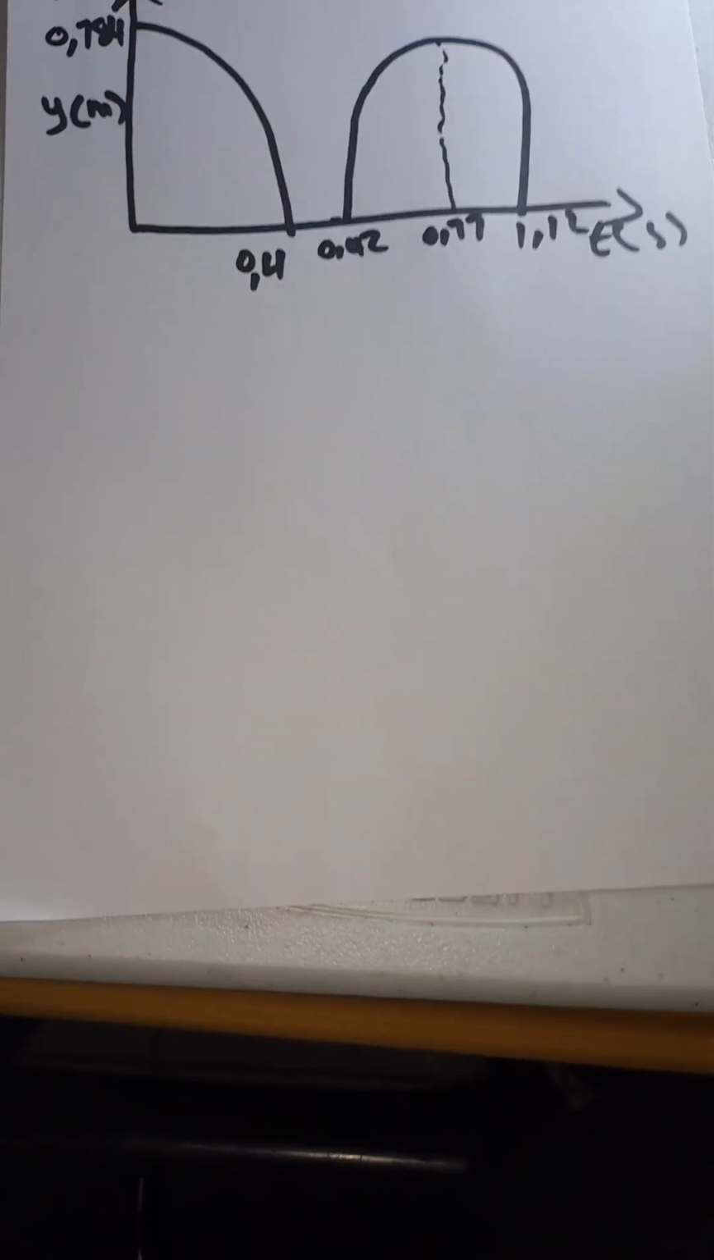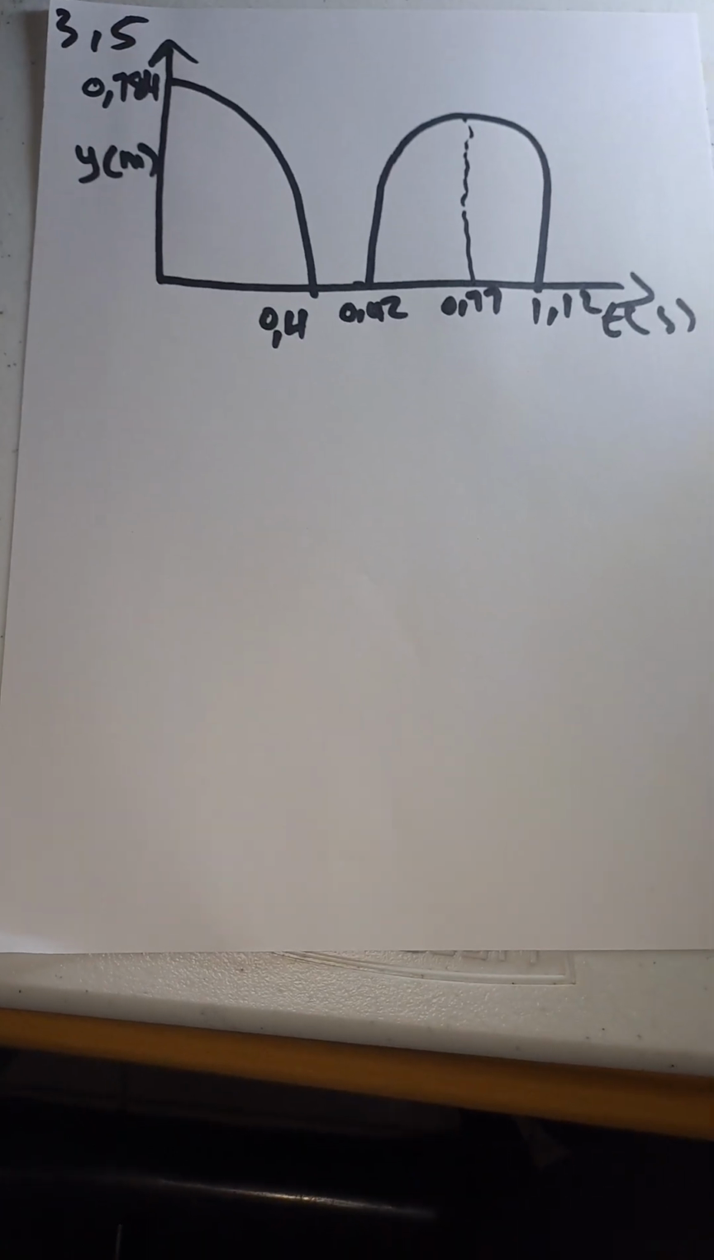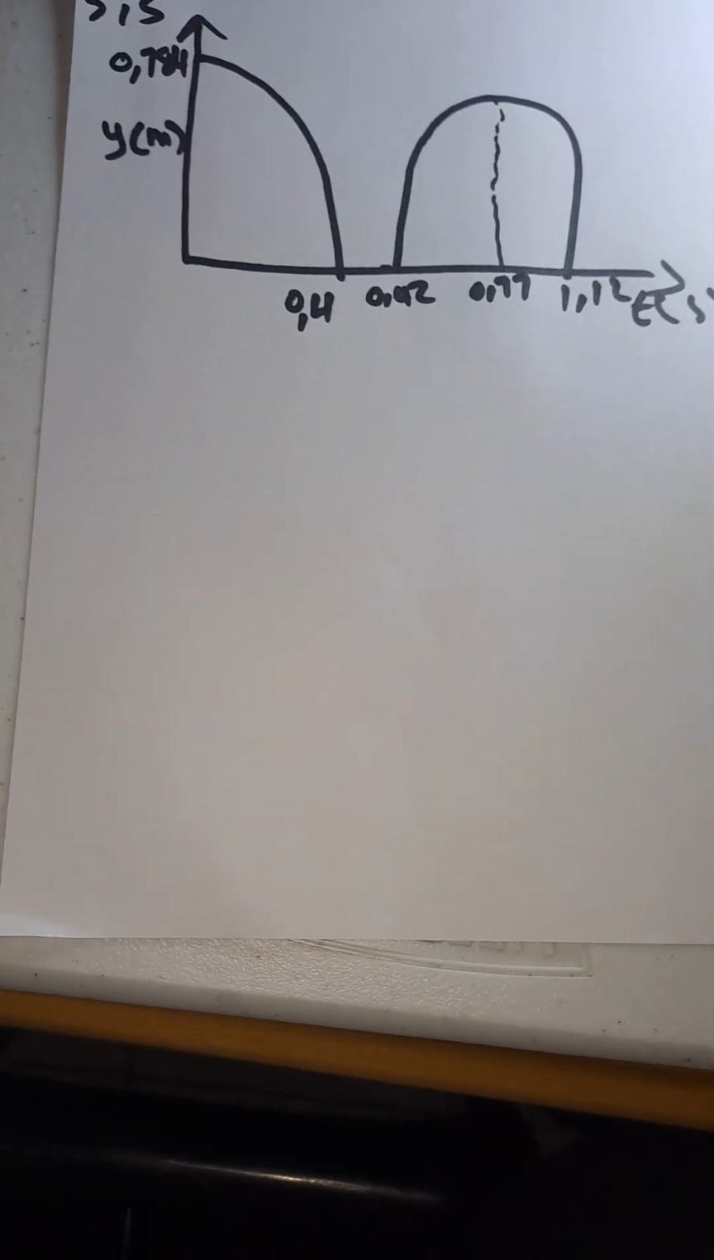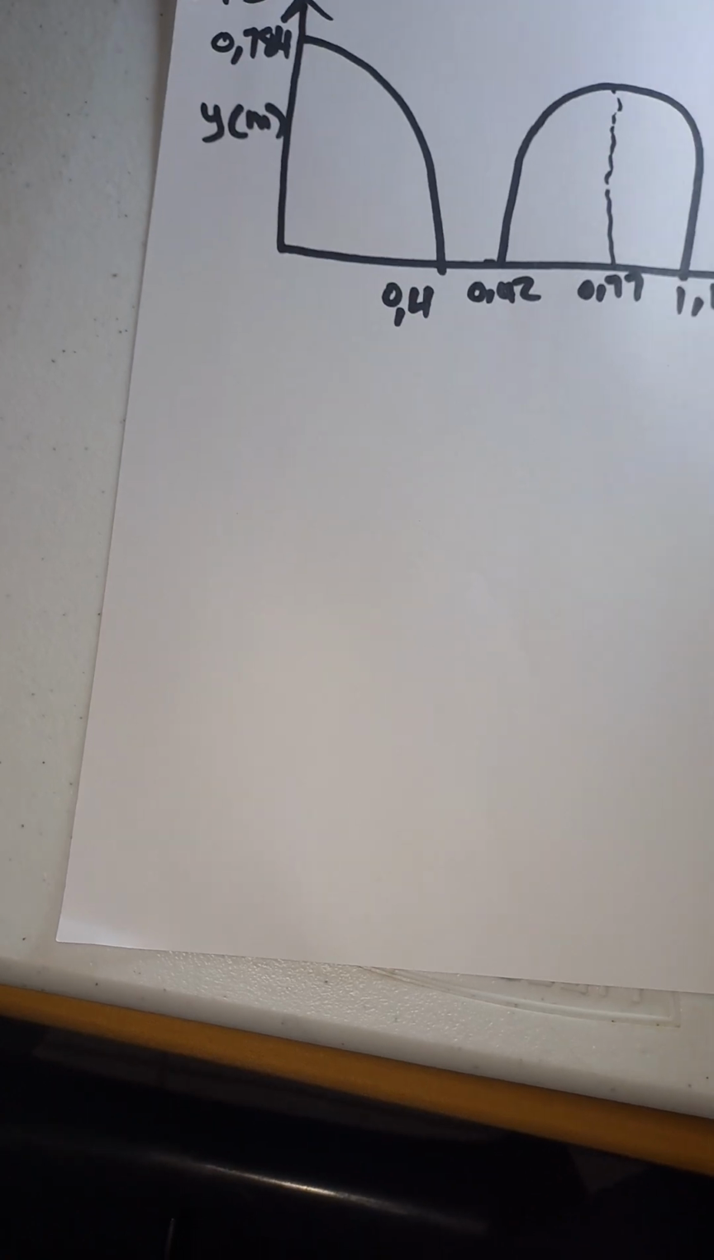Even in the multiple choice, if they tell you about the position-time graph and you see the lines, you're not going to take them.